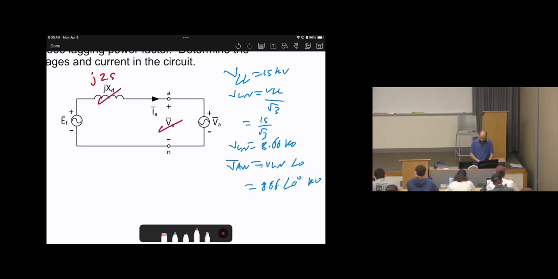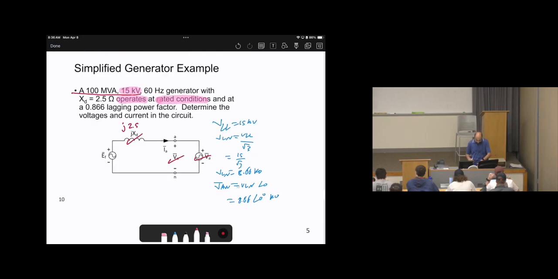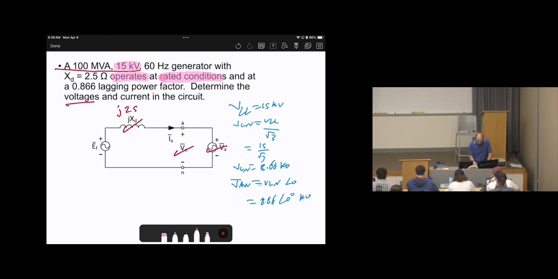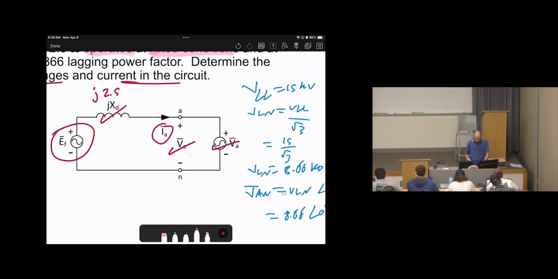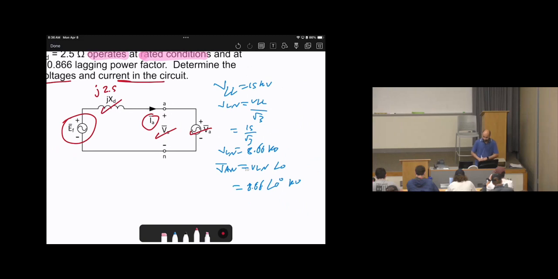Now we just calculated VAN. We know jXD, and we know VA. How to find EF and how to find IA? The question is, we need to determine the voltages and the currents in this circuit. So we need to find IA and EF. We know VA. How to find IA, how to find EF?